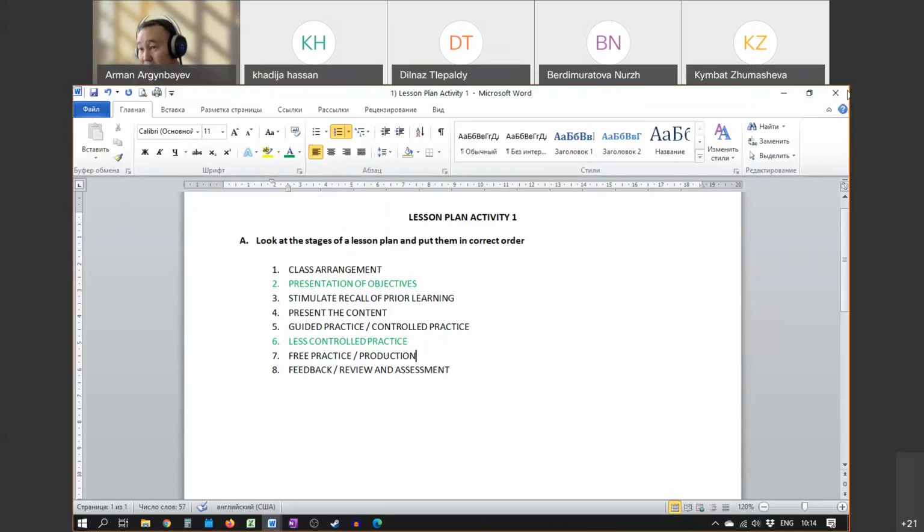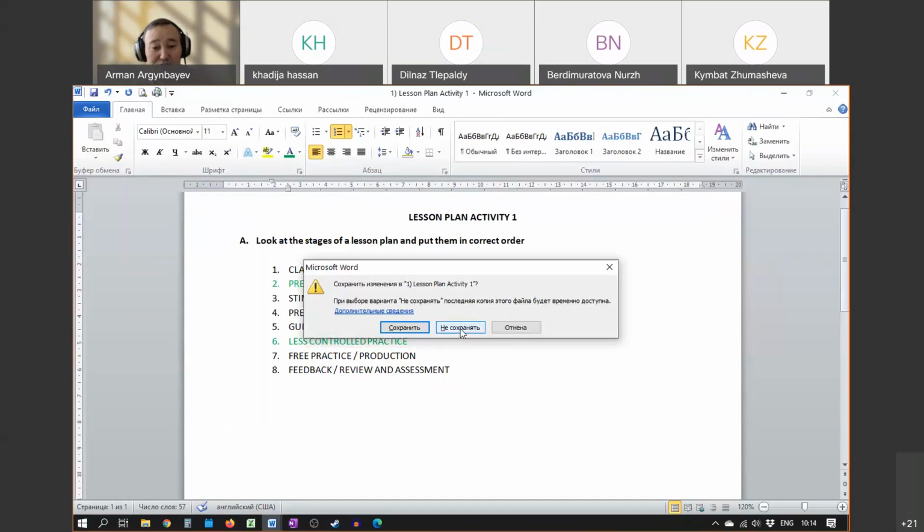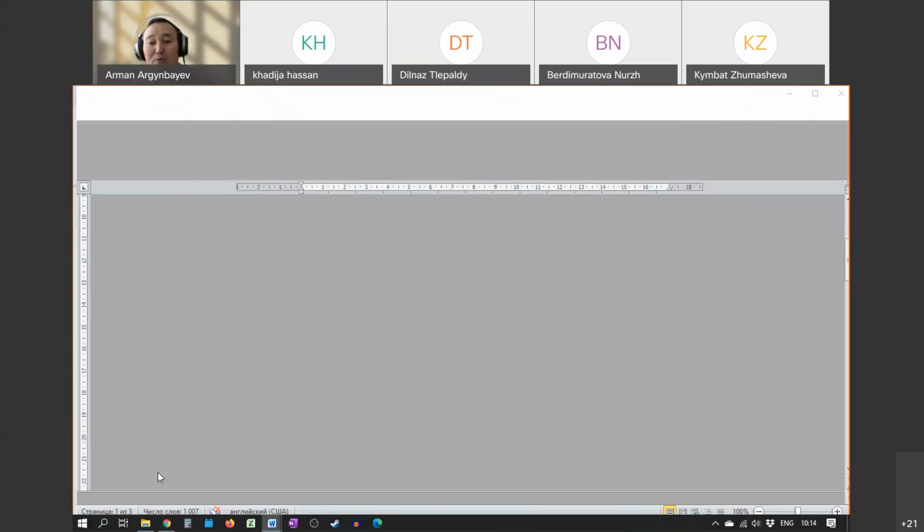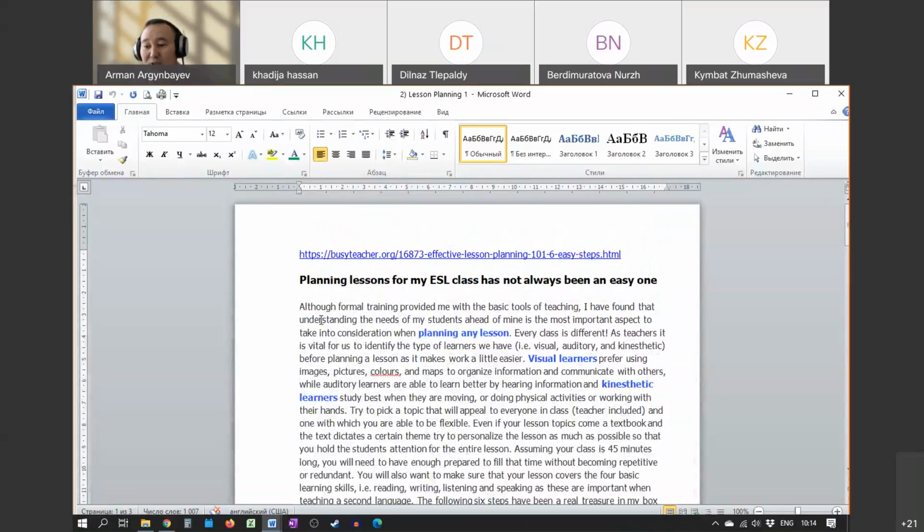Clear? If it's clear, let's continue. We will not save it. Yeah, we'll continue with the next part. Here, lesson planning. I uploaded this second file. It's about lesson planning.